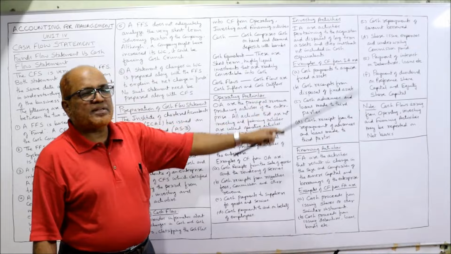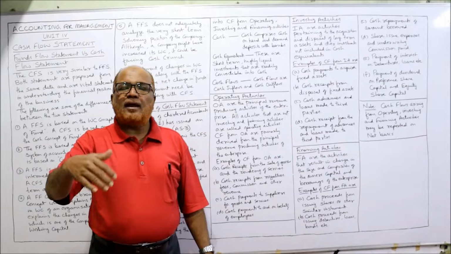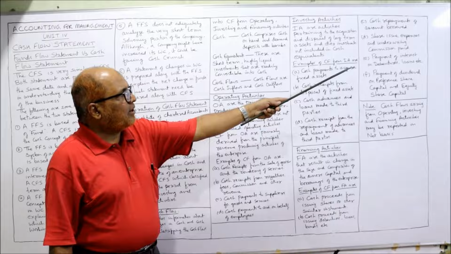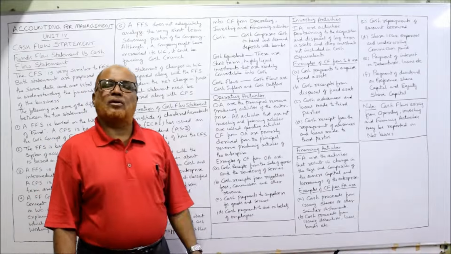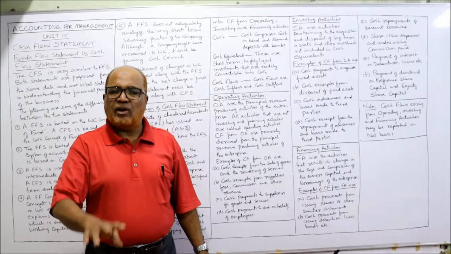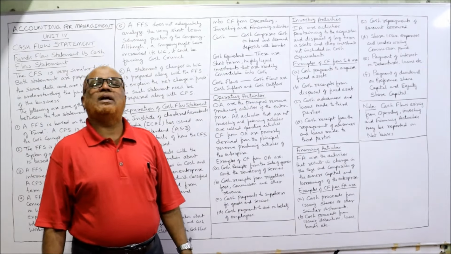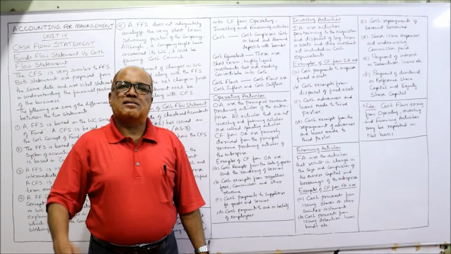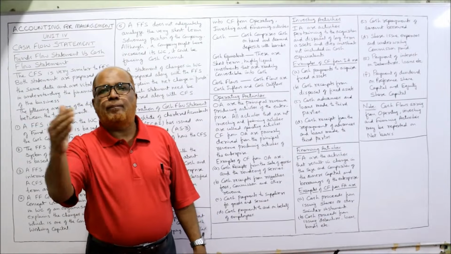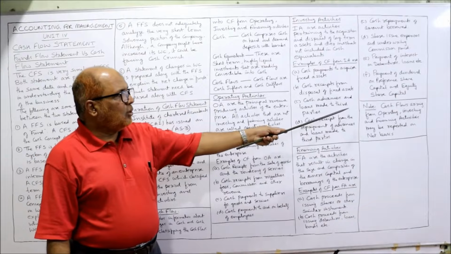Then share issue expenses of underwriting commission, etc. The company will pay underwriting commission, etc. That will also come under financing activity. Payment of interest on debentures, loans, etc. When the company pays interest on debenture or interest on loan, that will also come under financing. Lastly, payment of dividend on preference capital and equity capital. When the company pays the dividend, whether on preference capital or on equity capital, dividend paid will also come under financing activity.